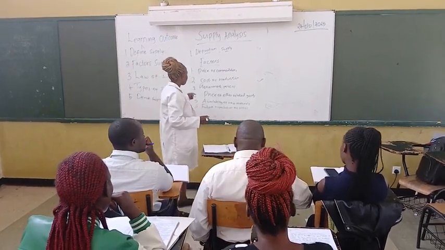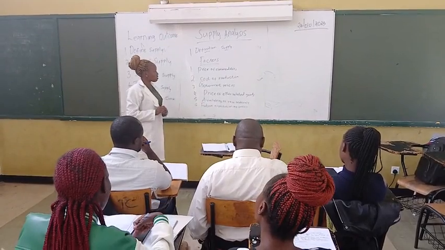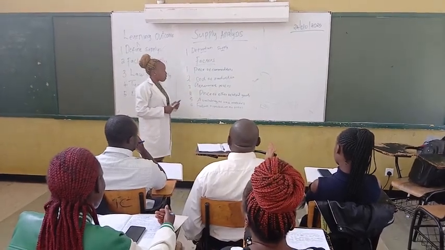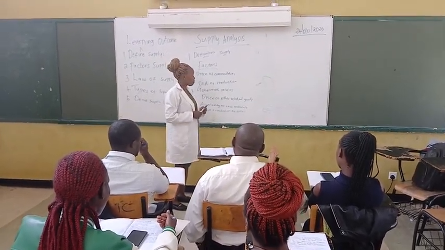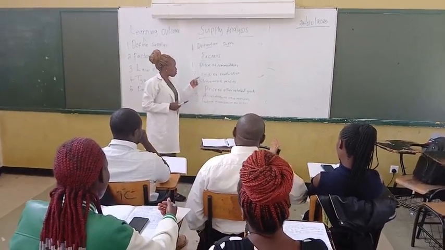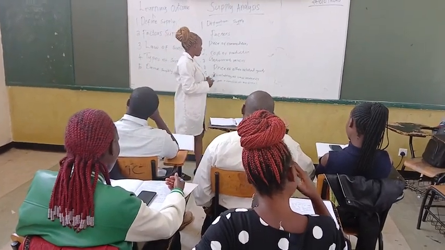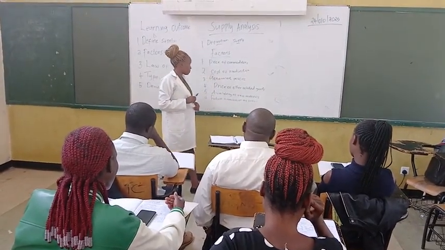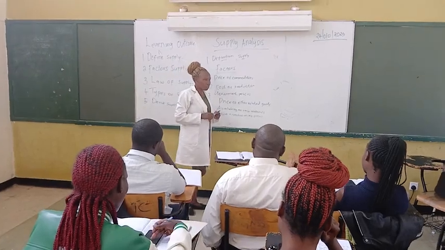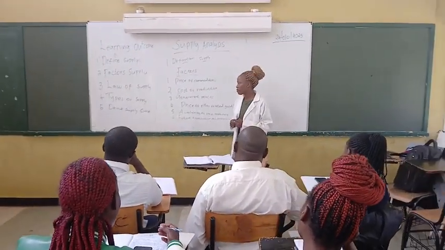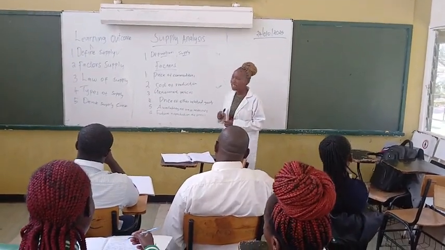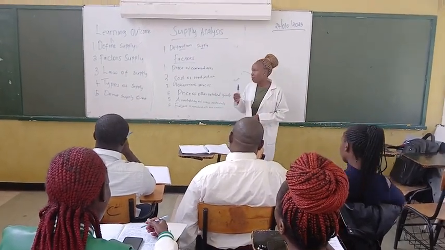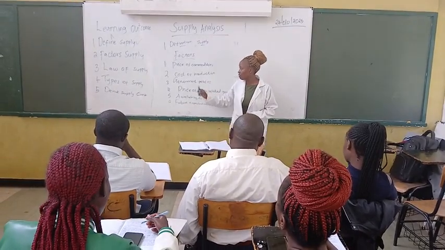Okay, about price of the commodities. When the prices of the commodities increase, the suppliers will tend to supply more. About cost of production, this cost of production will affect the supply of goods and services. Government policies deal with taxes and subsidies. So if the government gives out subsidies, prices of goods will decrease.